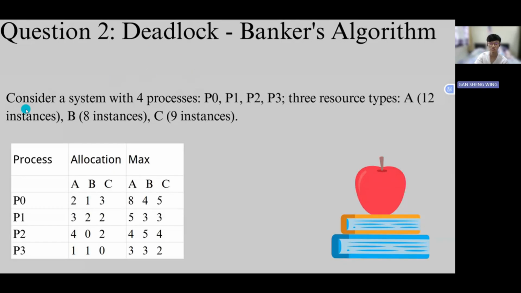So let's look at the question. Consider a system with 4 processes, which are P0, P1, P2, and P3, and 3 resource types, which are A, B, and C. Resource type A has 12 instances, resource type B has 8 instances, and resource type C has 9 instances. This is the allocation table, and this is the max table.